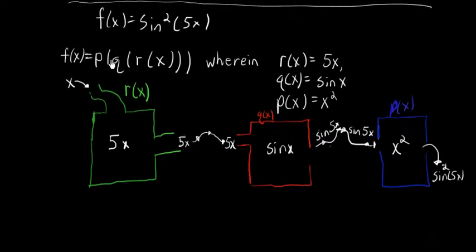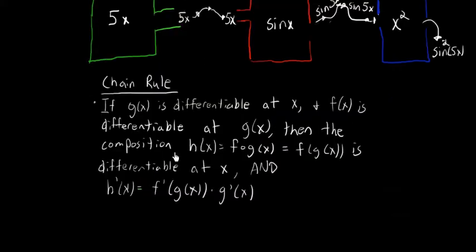This is precisely what I mean by p of q of r of x. You apply r to x, then you apply q to the result, then you in turn apply p to the result of that. In order to evaluate the derivative of such a function, we're going to have to make use of a rule called the chain rule.